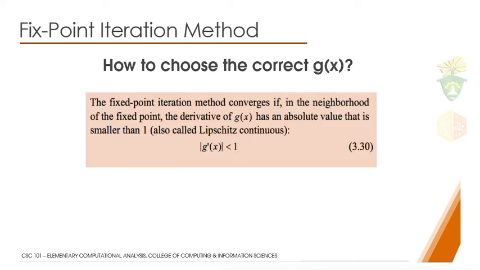So it says here na mo converge daw ang isa ka g of x if ato siyang i-solve, ang iyang answer is less than 1. It says here the fixed point iteration method converges if, in the neighborhood of the fixed point, the derivative of g of x has an absolute value that is smaller than 1. Okay, unsa na to ni siya pagkabalo?